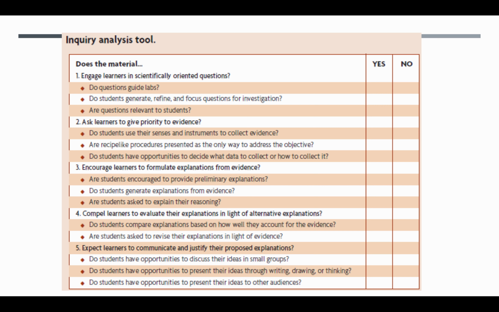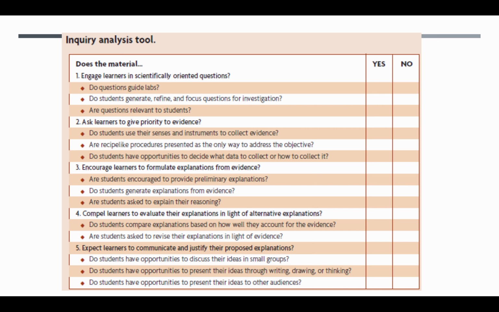Okay, hopefully you had enough time to go through all of these questions. So let's walk through it. What did you think? In terms of essential feature 1, does the lab have questions that guide it? Do students have the opportunity to ask more questions, or do they generate their own questions? And are the questions that are given to the students relevant not only for the students but for this lab?